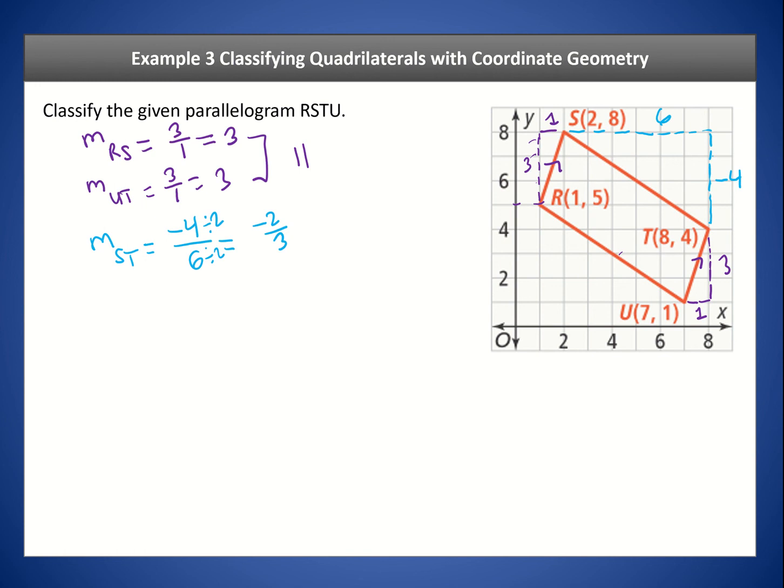Now, let's do the same thing for RU. It's going to go down 4, and looks to be over 1, 2, 3, 4, 5, 6. So that means it looks like we have the same slope. RU is rise over run, which if we reduce it, leaves us with negative 2/3. So these are parallel as well. So these are parallel, and the other two are parallel, which makes this a parallelogram.